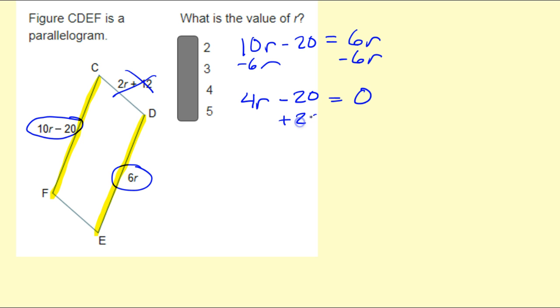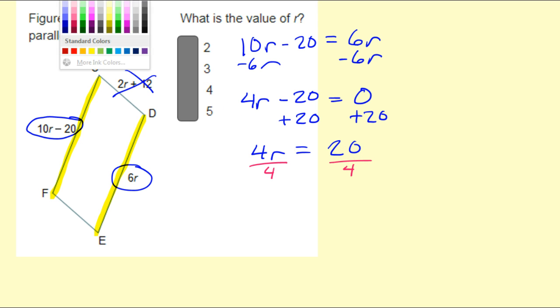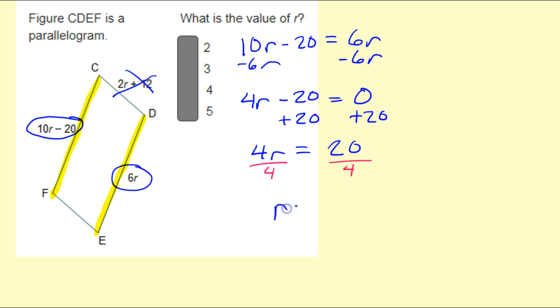Now I'm going to add 20 to both sides, which gives me 4r is equal to 20. Then I divide both sides by 4, and that gives me r is equal to 5. So there's your answer right there.